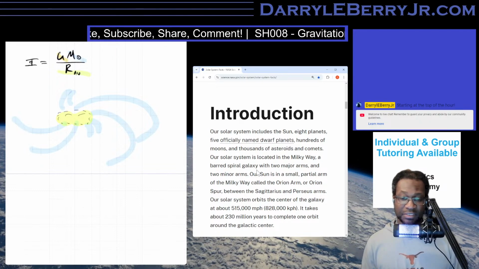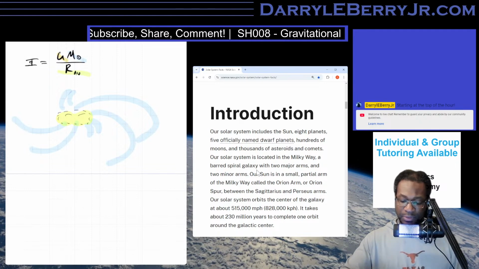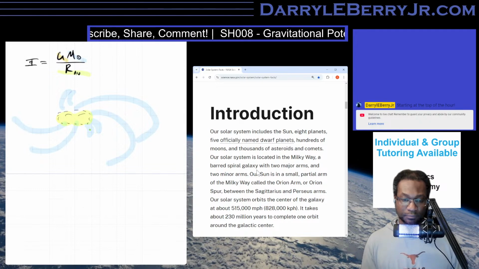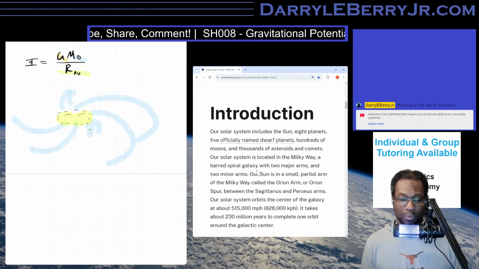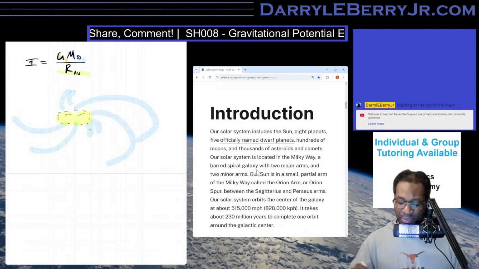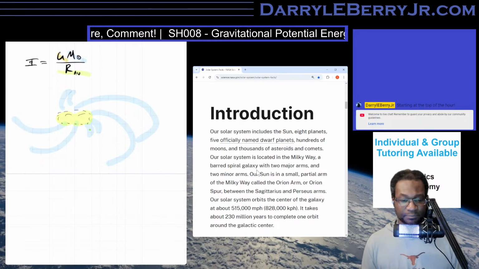Our sun is in the small partial arm of the Milky Way, the Orion arm, so we might be, for instance, here, or Orion spur, between the Sagittarius and Perseus arms. So I'm not sure which one of these are Sagittarius and Perseus.